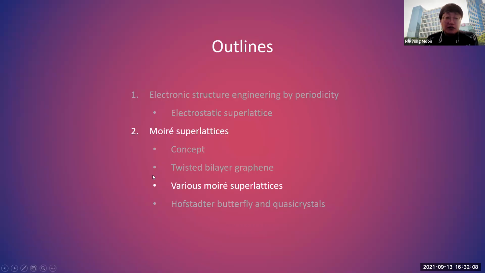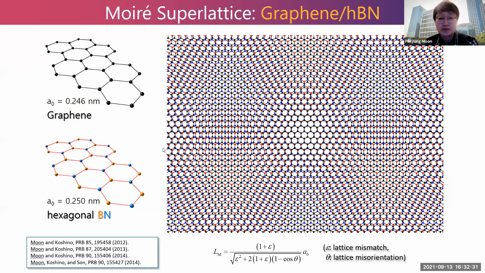Okay, so twisted Moiré graphene is not the only Moiré superlattice. We can get any Moiré phenomena by using incommensurate stacking. For example, hexagonal boron nitride is isostructural to graphene, but there is a 2% lattice mismatch between graphene and boron nitride. So whenever we stack graphene on top of boron nitride, we get the Moiré pattern with the period varying with the rotation angle. This is graphene on boron nitride.